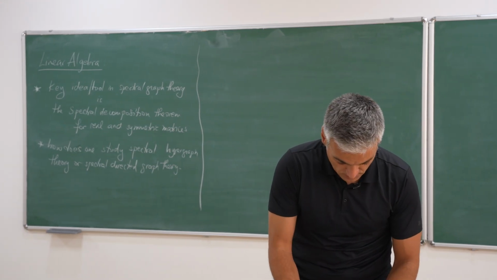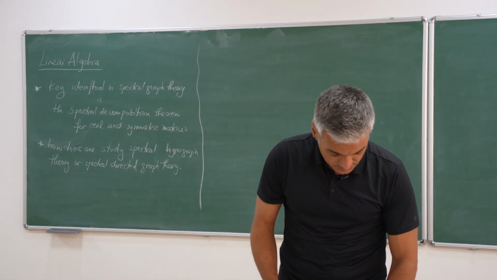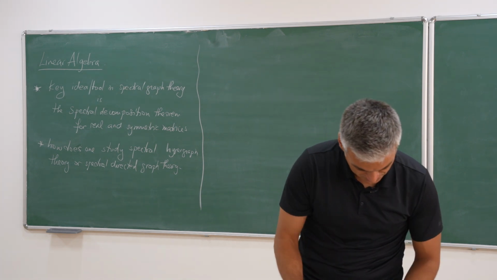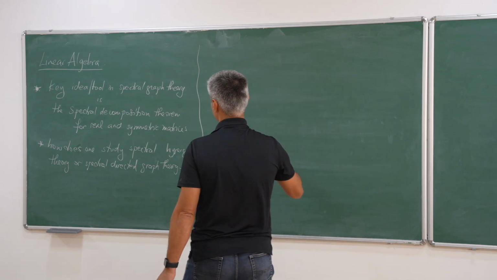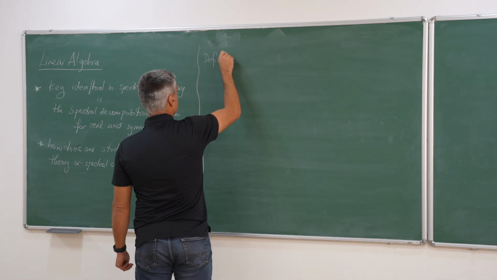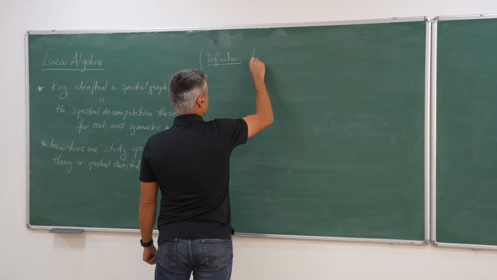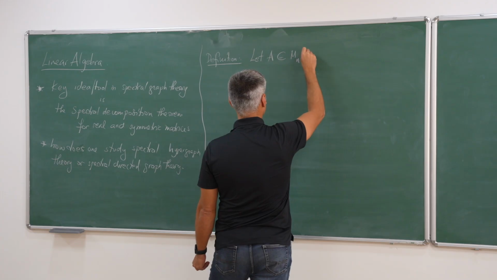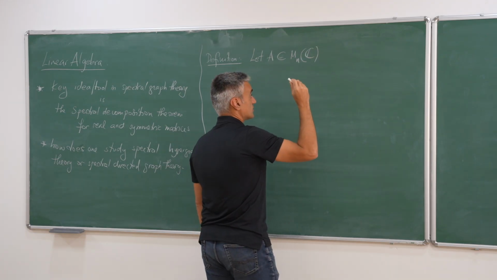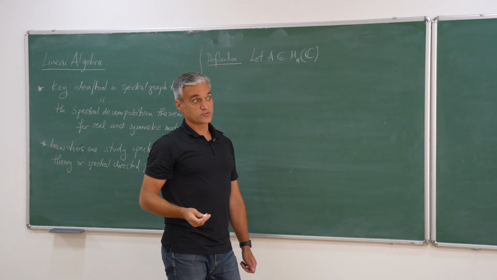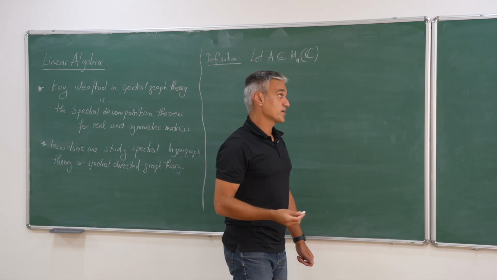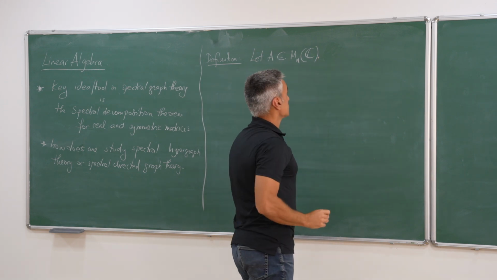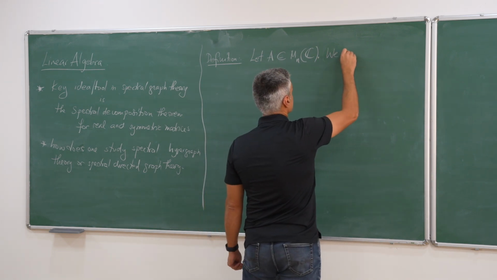Okay. So like I said, we're going to start at the beginning. Definition. Let A be a matrix, and I will denote by M_n(C) the set of all n by n matrices with complex entries, or for now, let's do it like this. And you can also be over the reals. This is something that everybody knows.